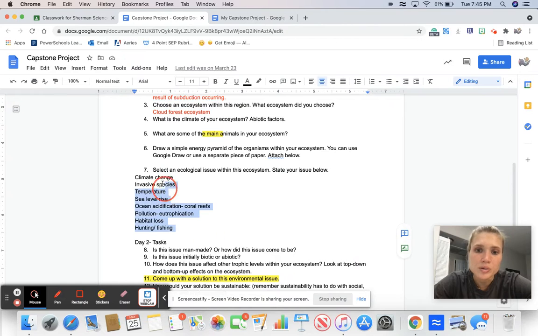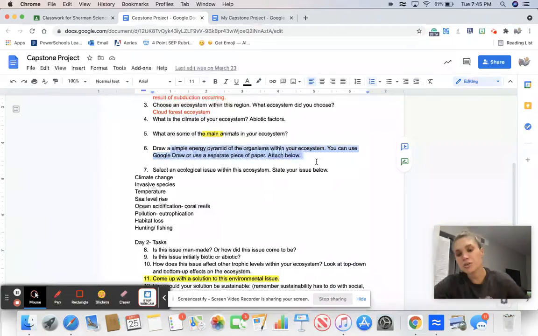I also should have drawn an energy pyramid here. I should have drawn an energy pyramid with quite a few of the organisms within my ecosystem. You either use Google Draw or attach a piece of paper below. So you already have your animals for this section, and all you have to do is convert your energy pyramid into a food web, which is pretty easy.